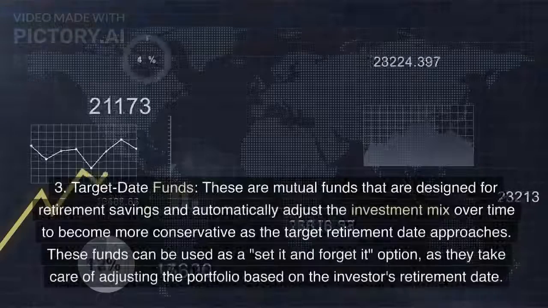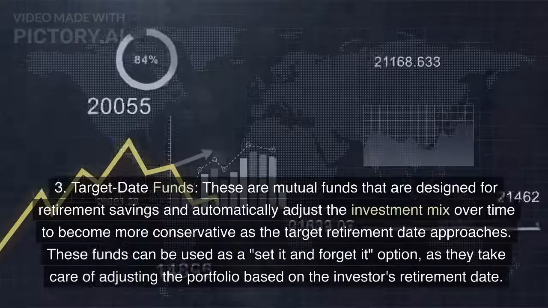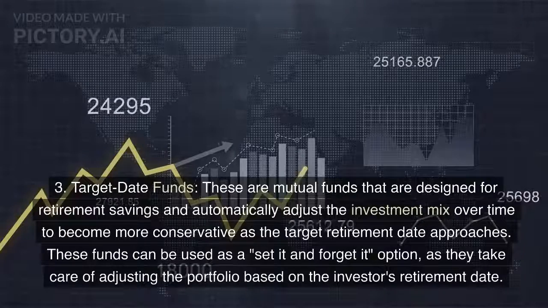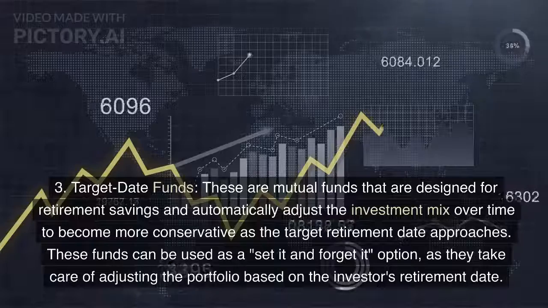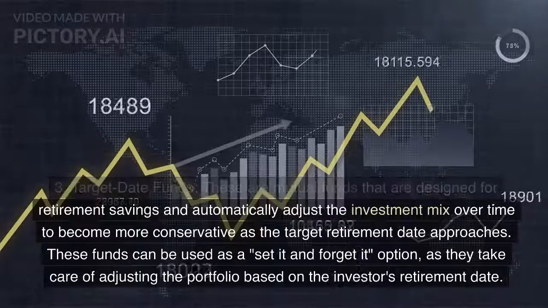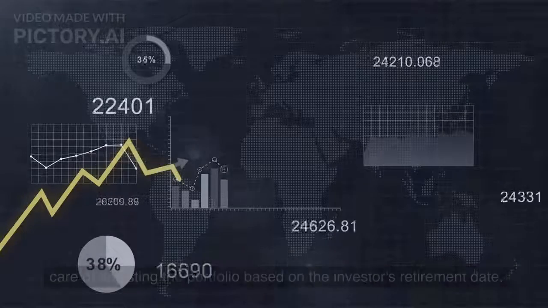3. Target date funds. These are mutual funds that are designed for retirement savings and automatically adjust the investment mix over time to become more conservative as the target retirement date approaches. These funds can be used as a set it and forget it option, as they take care of adjusting the portfolio based on the investor's retirement date.